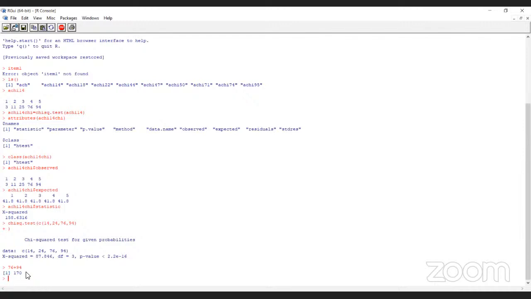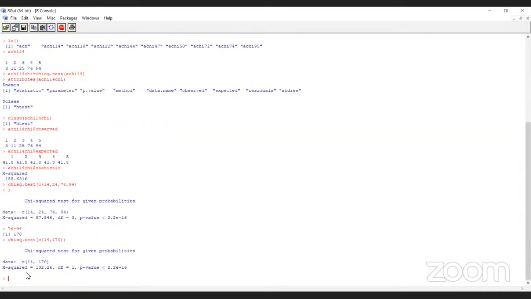Okay. So now you write down chi-square CHISQ dot test, bracket, C bracket 14, comma 170, bracket close, enter. Why does it happen?